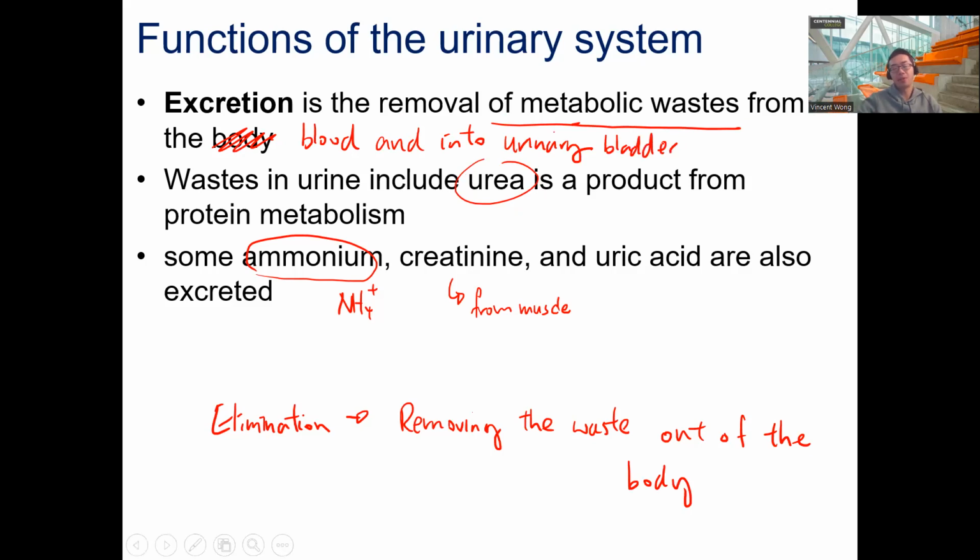It's not something I'm going to test you on, but I just want to make sure that you understand that the two are different. There are other systems that do elimination, like your digestive system. When you do your number two, that's elimination. There are other structures that do excretion. Your liver, right? It filters your blood for you, so that's an example of excretion as well.